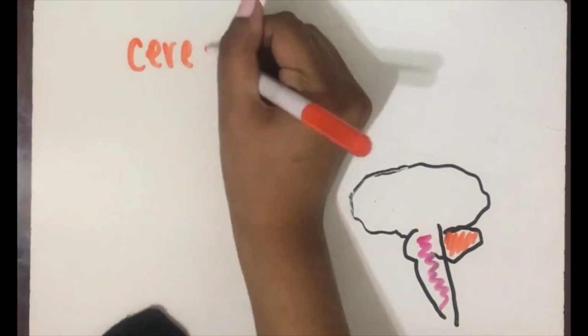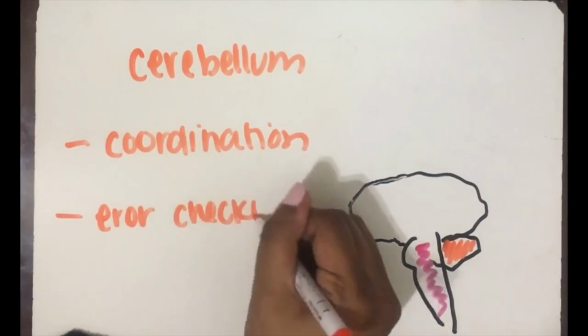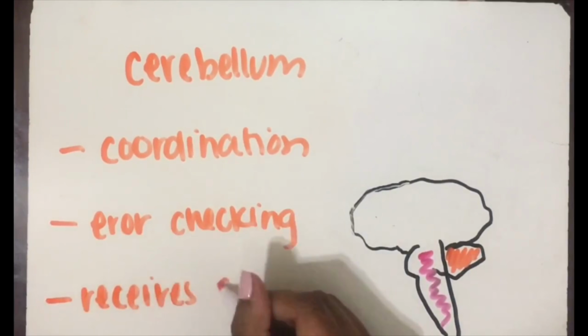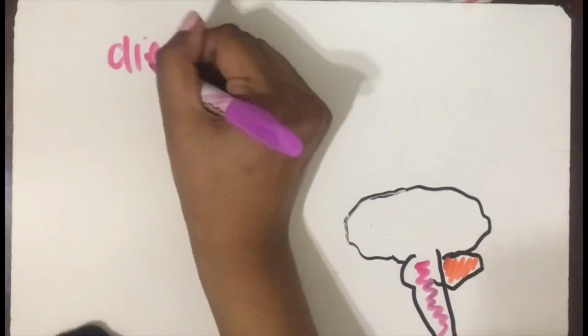Located behind it is the cerebellum. The cerebellum develops from part of the metencephalon. It is important for coordination and error checking during motor, perceptual, and cognitive functions. It also receives sensory information about the position of the joints and lengthening of muscles.